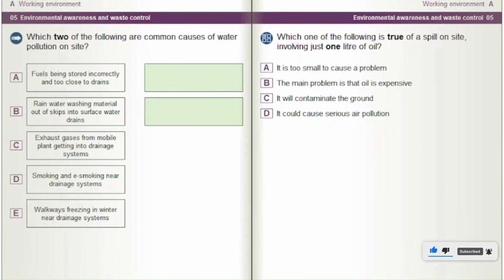Which one of the following is true of a spill on site involving just 1 litre of oil? It is too small to cause a problem. The main problem is that oil is expensive. It will contaminate the ground. It could cause serious air pollution.